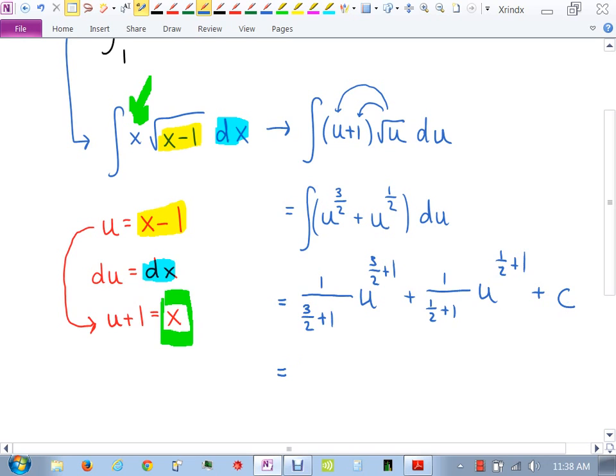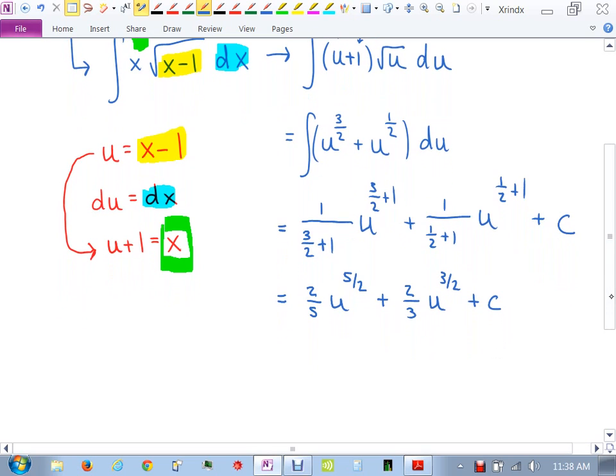So what is 3/2 plus 1? 5/2, flip it over, 2/5, u to the 5/2, plus 2/3, u to the 3/2, plus a constant. So all I'm doing there is a little algebra, adding fractions, right? Reciprocating them. And then replace your u with x minus 1. And you get 2/5 x minus 1 to the 5/2 plus 2/3 x minus 1 to the 3/2 plus a constant.